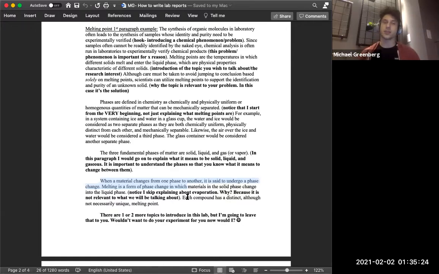And likewise, it tends to be relatively rare to have two compounds that melt at the same point that are also being synthesized in the lab, and therefore melting points can be used as a way to identify compounds. Boom, boom, boom, done. So that's the general idea of why you're doing melting points, and then all the relevant chemistry to understand it.